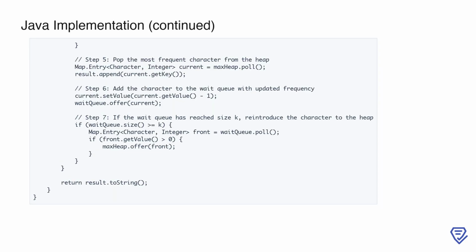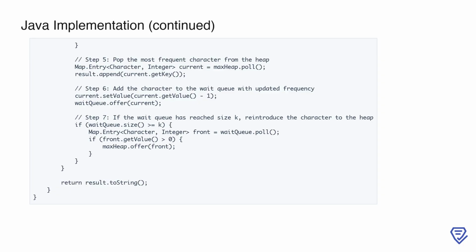When the max heap is not empty, we move to step 5, where we remove the most frequent character from the heap using poll. This character is added to the result string using the string builder. In step 6, we decrease the frequency of this character by 1 and add it to the wait queue. The wait queue holds characters temporarily to enforce the k-distance constraint.